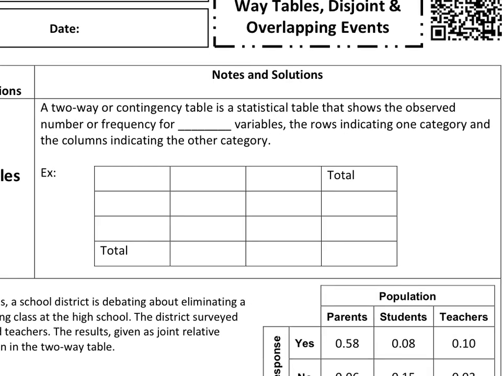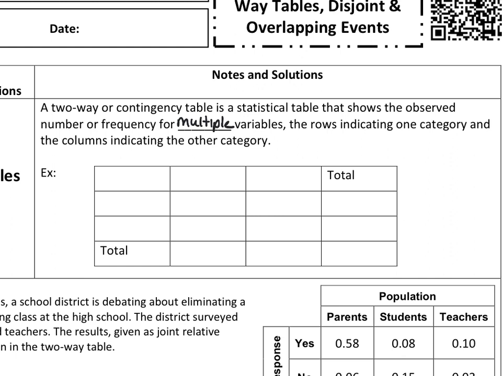A two-way table, or what's called a contingency table, is a statistical table that shows the observed number or frequency for multiple variables. The rows indicate one category and the columns indicate another category. So we have two different variables happening at the same time. These tables can get so crazy that you can have three variables happening at the same time. We're not going to do that today.